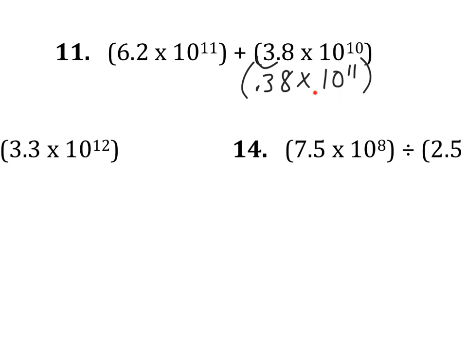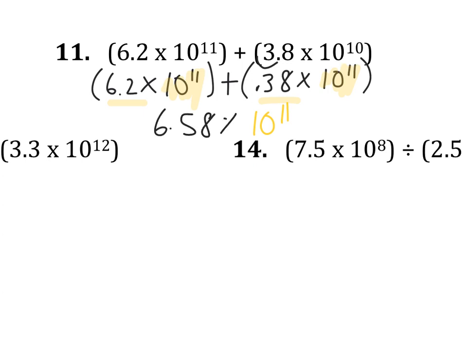Now, this is not in scientific notation right now, and that's okay, because this isn't our final answer. We're just adjusting it so that we can combine it with this to create an answer in scientific notation. So I'm just going to rewrite the first parentheses there. And now, as you'll notice, these are the same. That's good news, because now I can add and subtract, and then I just have to combine my coefficients. So when I do that, through addition, the 10 to the 11th stays the same. And 6.2 plus 0.38 is 6.58 times 10 to the 11th power. That would be your answer for number 11.